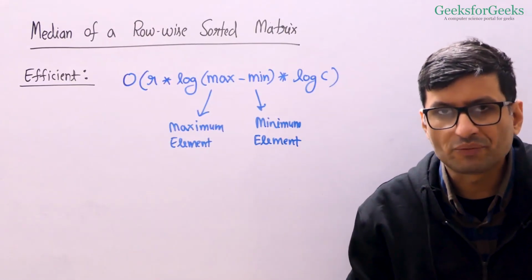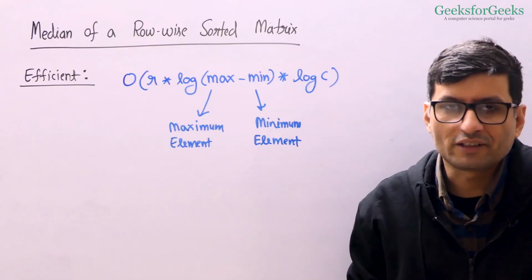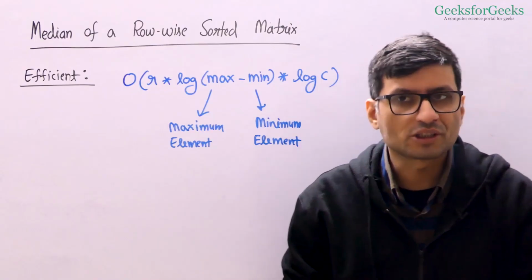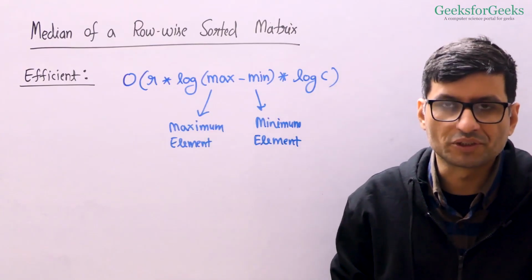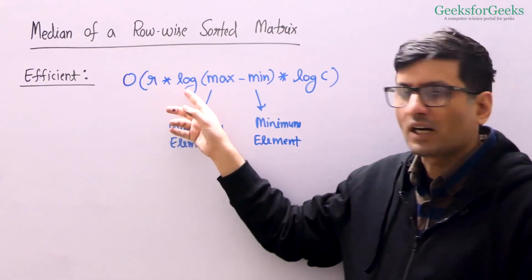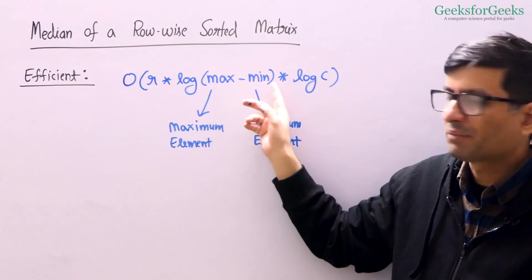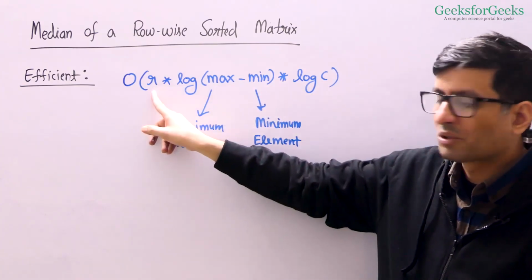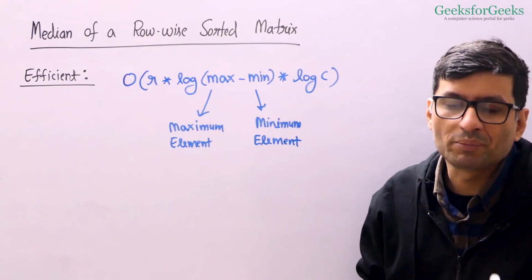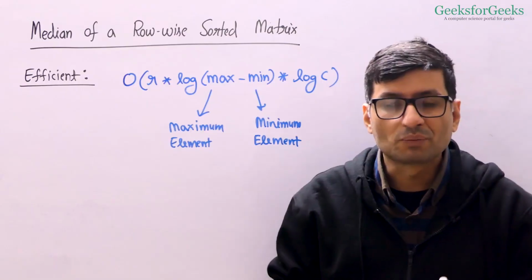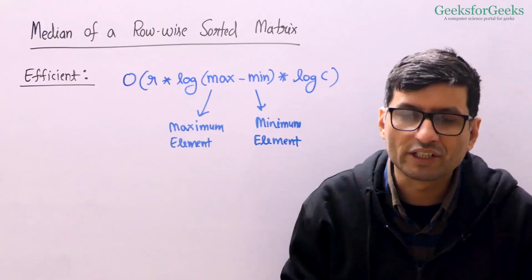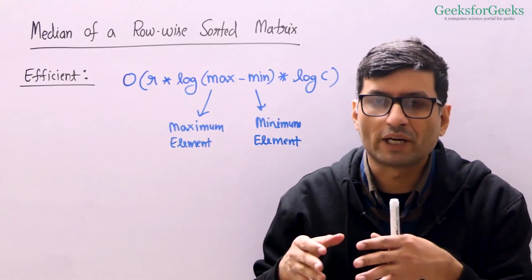The solution that we just discussed does not use the fact that individual rows are sorted. Here we are going to discuss a solution which uses this fact and might work better than the previous solution. The time complexity of the solution that we are going to discuss is big O of R into log of max minus min multiplied by log of C. R is the number of rows, C is the number of columns. Max and min are the maximum and minimum values respectively in the matrix. So please pause this video and try to think of a solution that works in this time. And to give you a hint about the solution, we are going to use binary search.